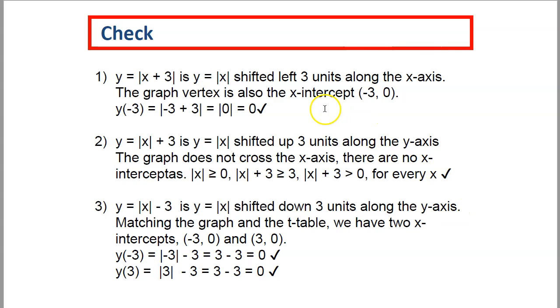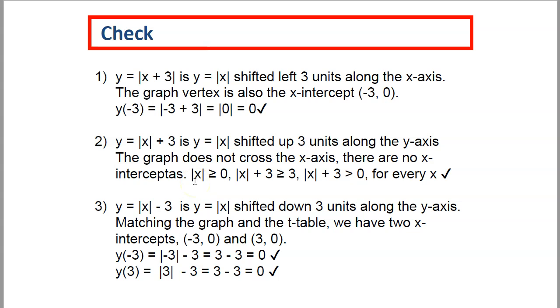So let's check our work. Y equals the absolute value of x plus 3 is the absolute value function graph shifted left 3. The vertex is the x-intercept. And when we plug our -3 value into our function, we get 0 out. So this checks. When we look at y equals the absolute value of x plus 3 on the outside, this is our absolute value function shifted up 3 along the y-axis. So this graph does not cross the x-axis, and there are no x-intercepts.